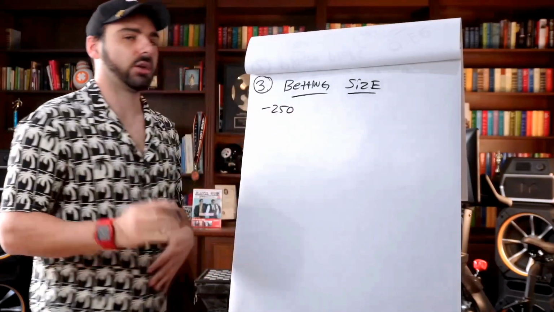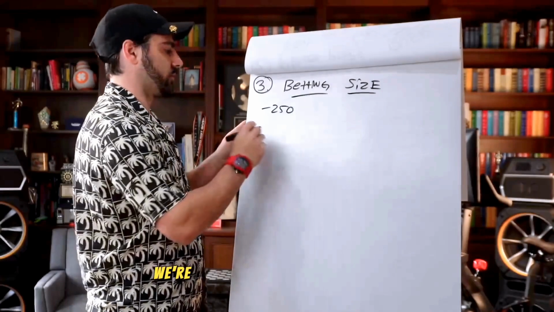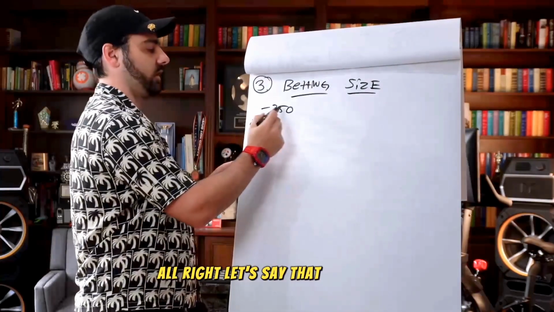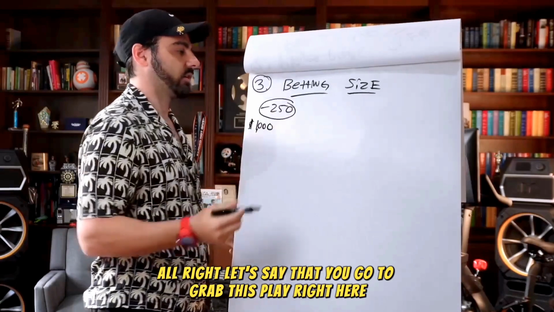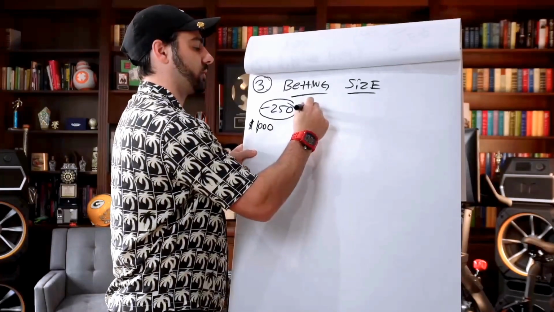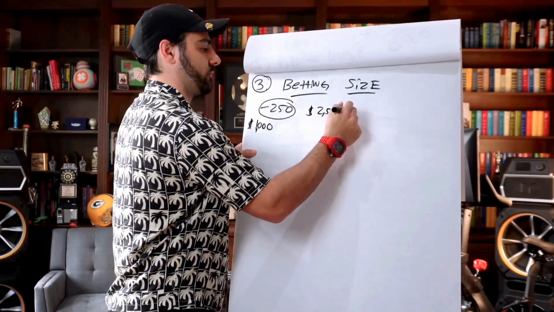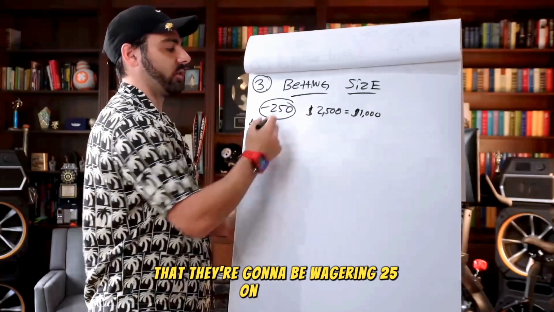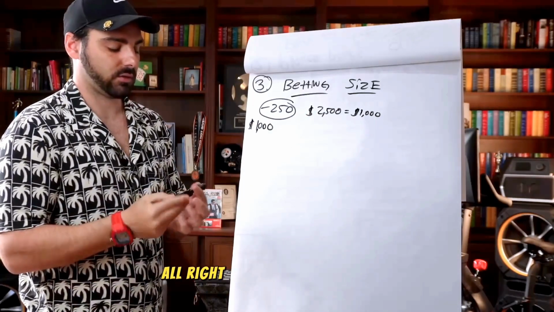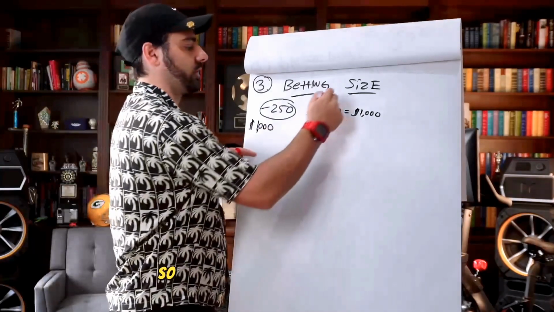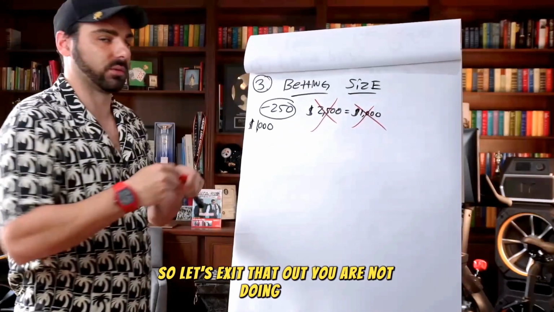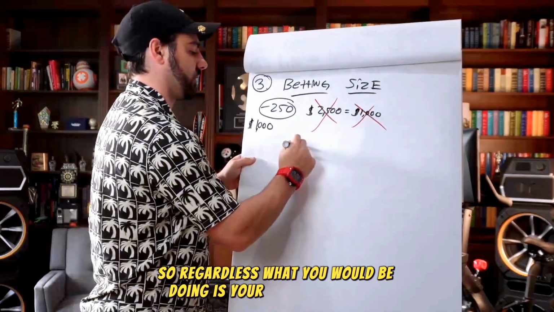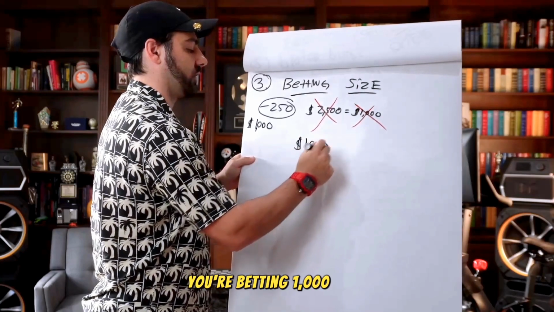Minus 250, for example. What somebody will do, let's just say you have a unit size. We're just going to use an example of a unit size of $1,000. Let's say that you go to grab this play right here. Some people will think that they're supposed to be doing this to win $1,000. That they're going to be wagering $2,500 on minus 250. That's not what you're doing. That's not what you're supposed to do. So let's exit that out. You are not doing that. What you would be doing is you're betting your unit size. So regardless, your unit size is 1,000. You're betting 1,000.